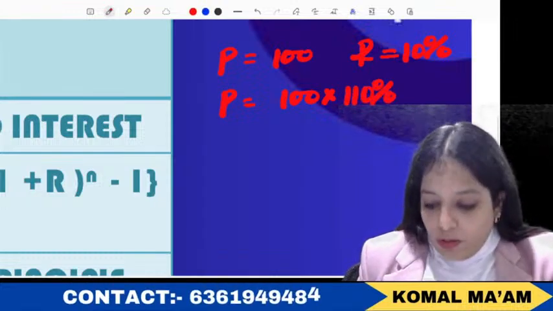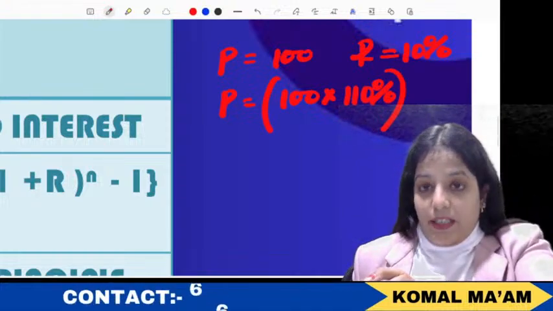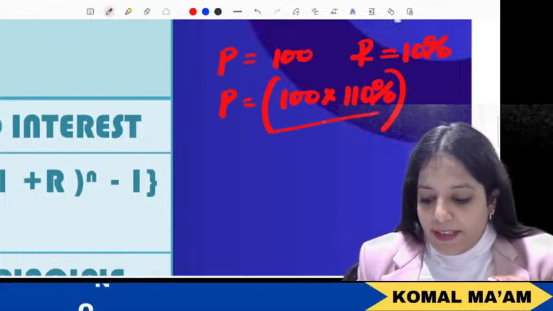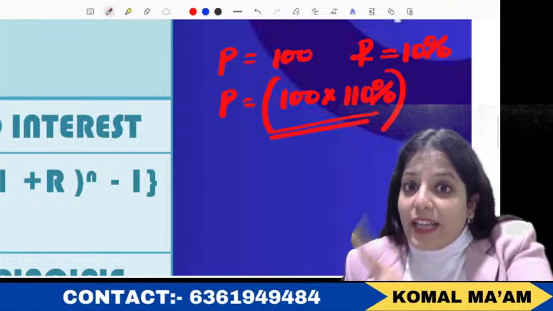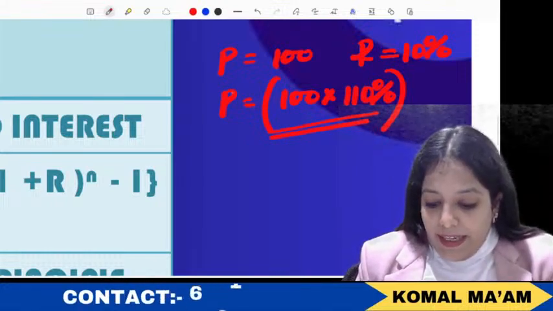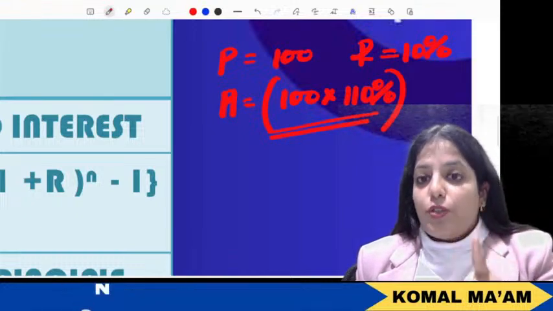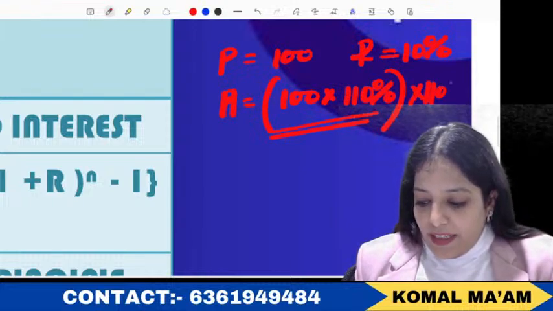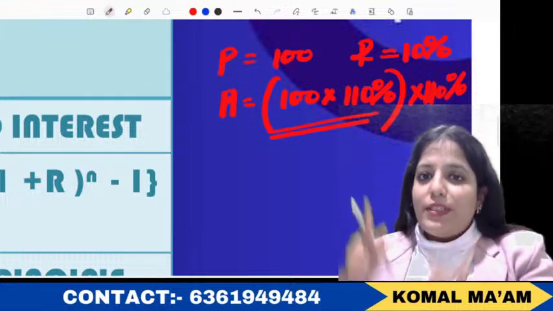Now this amount will act as the principal for the second year. So now again in the second year you will earn interest on this principal at 10%. So the amount at the end of the second year would be again 110% of this, and this will keep on following.